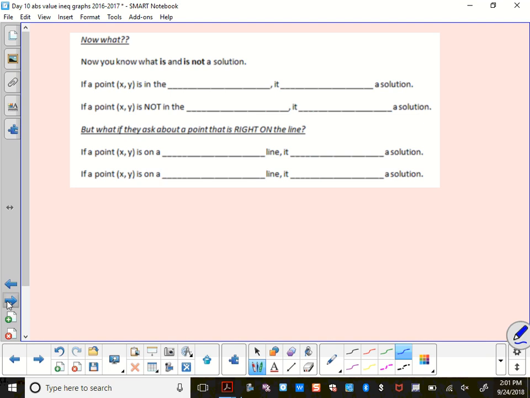All right, so now what? Now that you know what is and is not a solution, if a point, which will be in the form of x, y, is in the shaded area, then it is a solution. If the point is not in the shaded area, then it is not a solution.